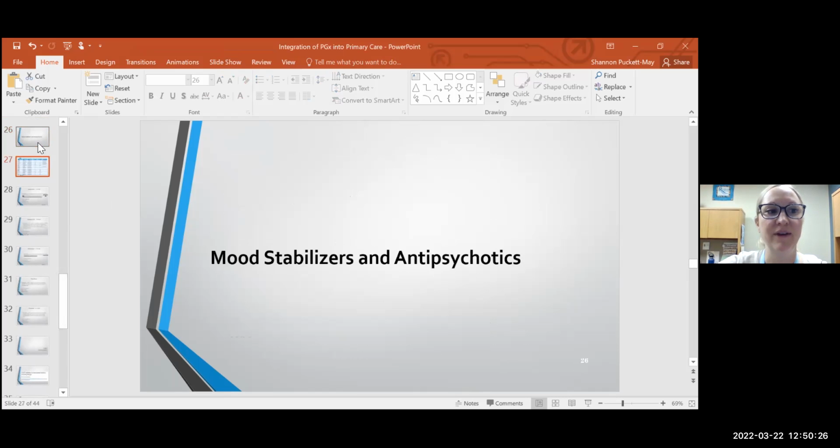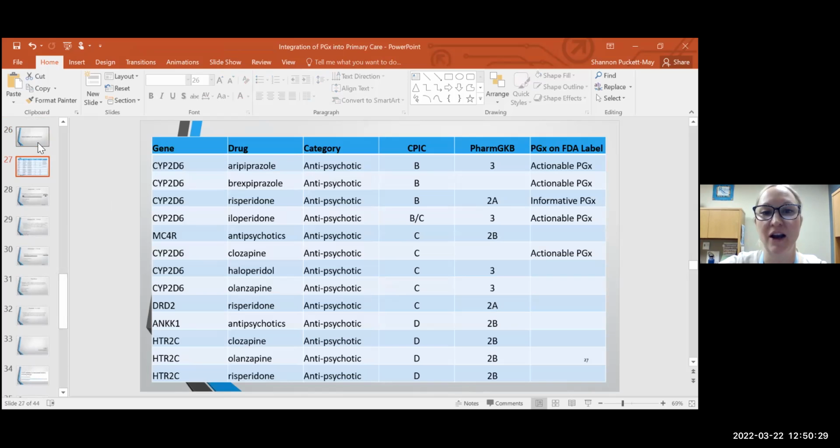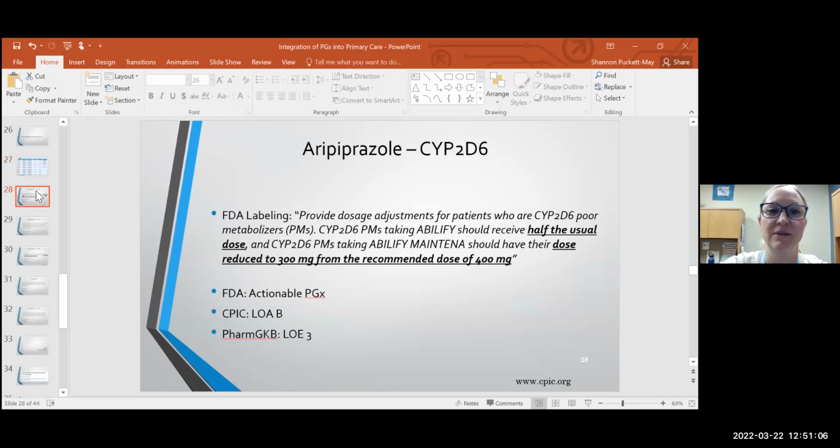Okay, levels of evidence for mood stabilizers and antipsychotics are a little bit less robust than for SSRIs and SNRIs, but a lot of the more common ones, specifically risperidone, aripiprazole, and iloperidone, actually do have FDA actionable genetics on their FDA labeling. But if you look at the levels of evidence for pharmacogenomics, if it's a B, it's usually pharmacokinetic data, but still definitely something to keep in mind. Also, the formulation matters, the phenotype matters, as well as concurrent medications.